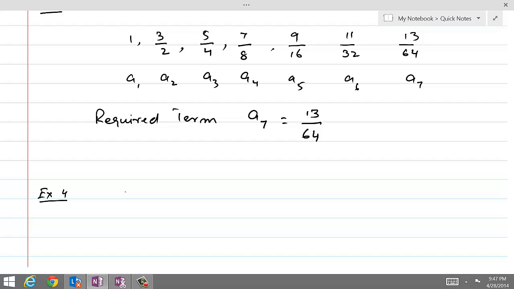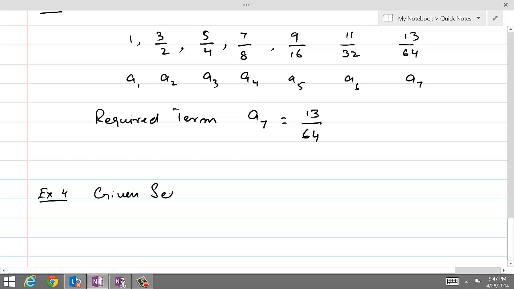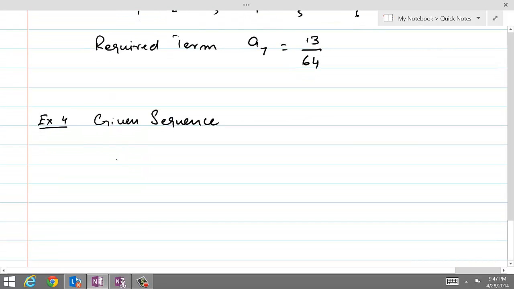Example 4. Given sequence is 1, minus 3, 5, minus 7, 9, minus 11. If this is the sequence, let's write down 1 as A1, this is A2, this is A3, A4, A5, and A6. So this is how we can write.